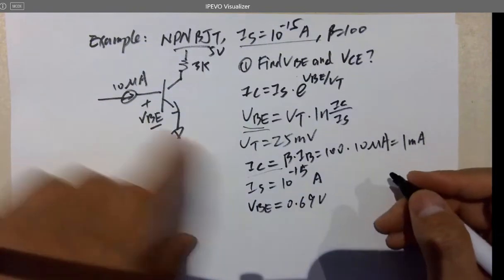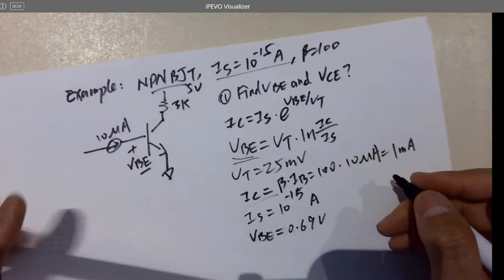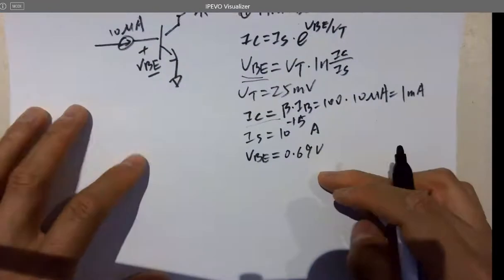You see it's very close to 0.7. That's why it's asking you to calculate that. You don't want to directly use 0.7. It's a bit different from 0.7.